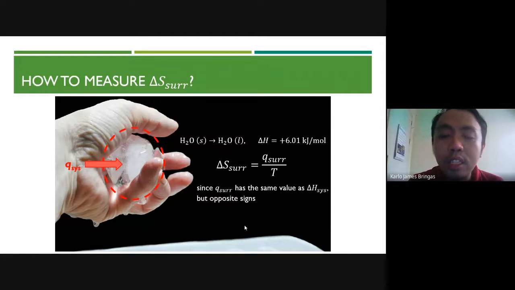Now, it's good for us because the Q of the surroundings has the same value as the delta H for this change, but with opposite sign. So if we substitute the delta H here for the Q of the surroundings, we now get equation 16. Again, since they have opposite signs, that's why you have a negative sign in equation 16.